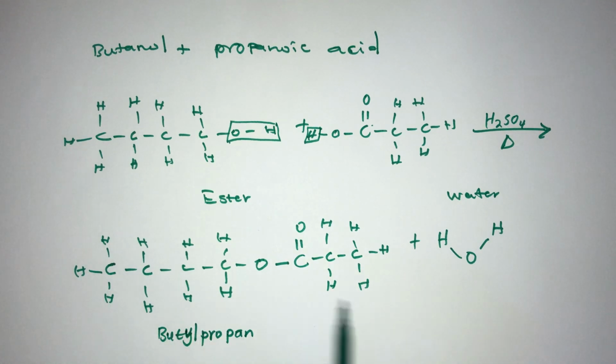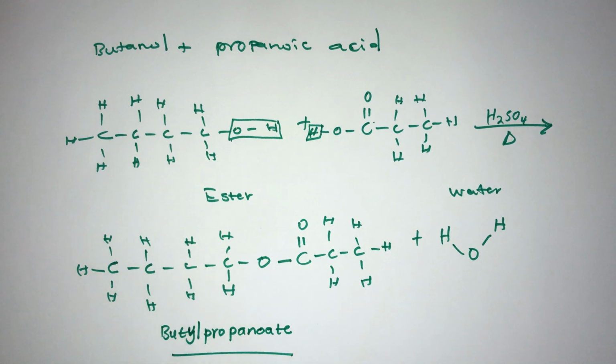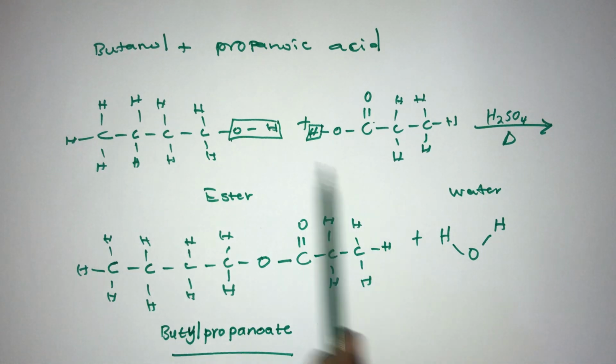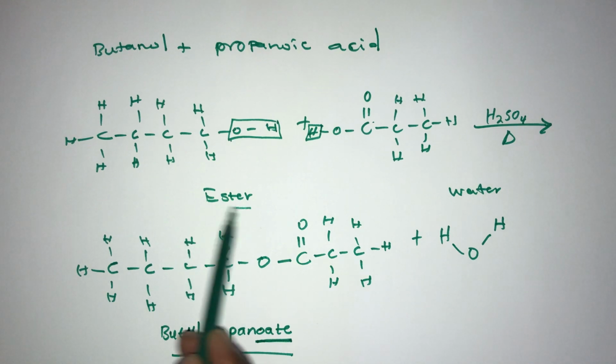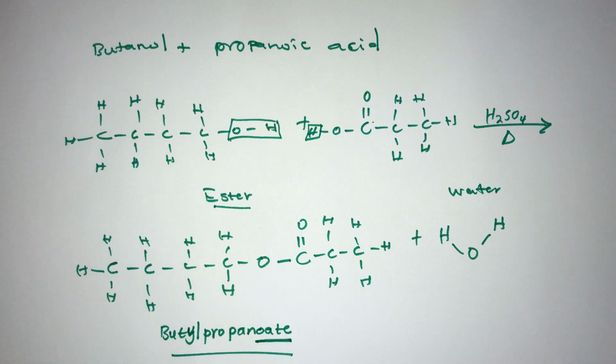propan ester, so it's going to be propanoate. So it means that now the name of this ester is called butyl propanoate. So the ending for ester is OATE. So you check the ending of the name. This means that this structure falls under the homologous series called ester. So remember, this is the homologous series.